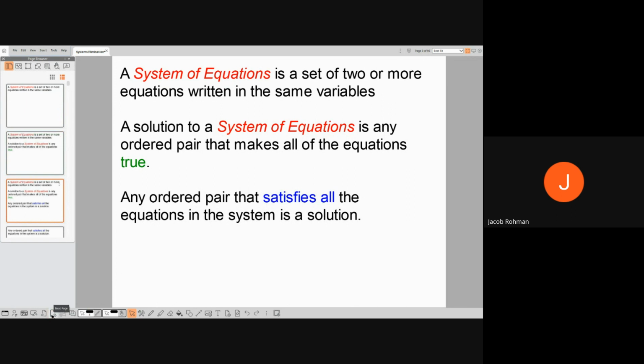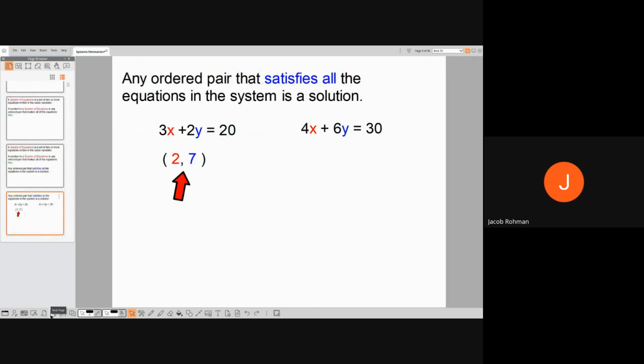So now let's look at an ordered pair to see if it's actually going to be a solution to this system of equations. We have 3x plus 2y equals 20, 4x plus 6y equals 30, and we're going to test the ordered pair 2, 7. First we substitute the 2 in for x and the 7 in for y, and then we evaluate that expression.